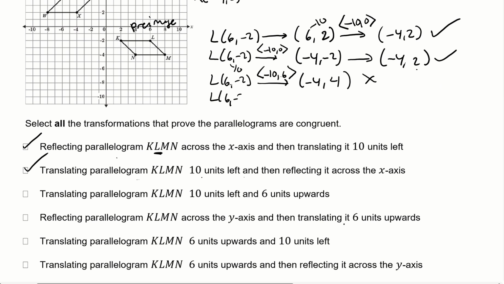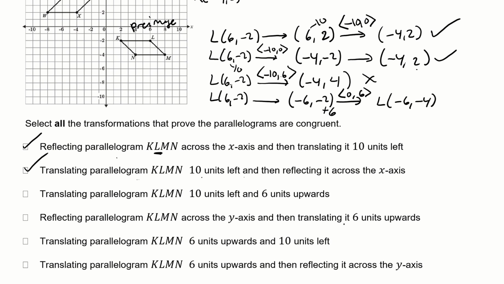Next, reflecting it across the y-axis and then translating it 6 up. Okay, so let's do that. This is the y-axis, so it's going to be negative 6, negative 2. And then we got to go 6 up. So that means 0 in the x direction and positive 6 in the y direction. So we got to add 6 to this, which turns into negative 6, negative 4, which is definitely not that.